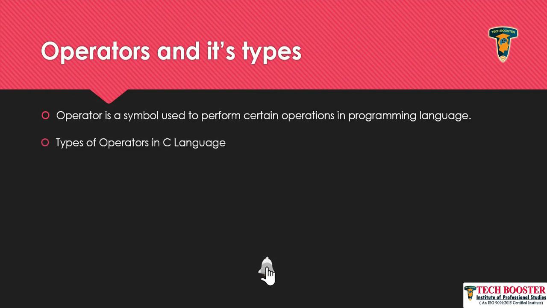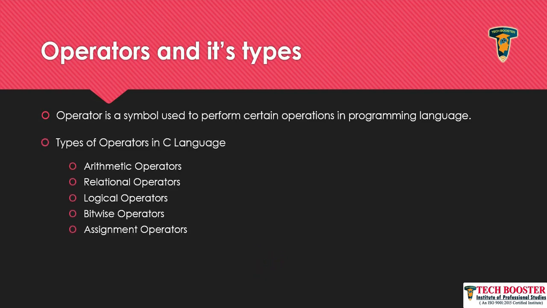In C language, we have basically 5 different types of operator. The first one is the arithmetic operator. Then we have the relational operator, logical operator, bitwise operator, and assignment operator. In this video, we'll be covering each and every operator, but first of all, we'll be starting with the arithmetic operator.